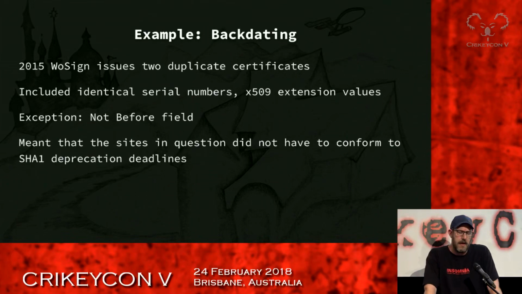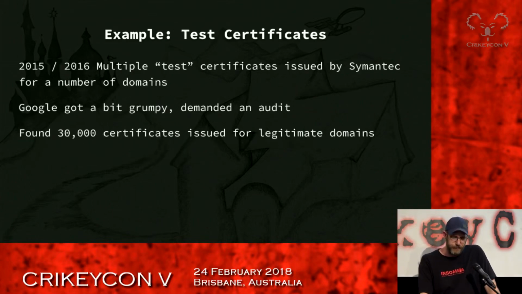Backdating, so we were in the middle of a SHA-1 deprecation for signing of certificates recently, and WoSign got caught out basically issuing certificates with identical serial numbers and X509 extensions, and the only exception was the not before field. So basically they were issuing certificates that would be valid with SHA-1 signing for a longer period than what would have been acceptable under the deadlines for the SHA-1 deprecation period.